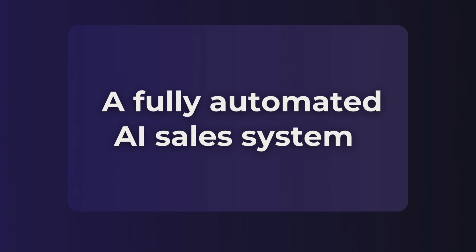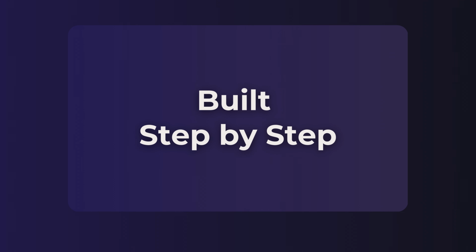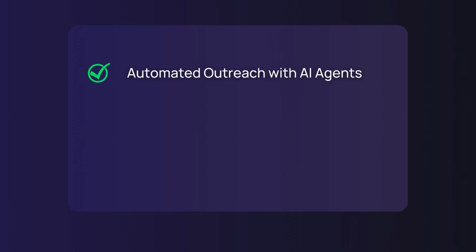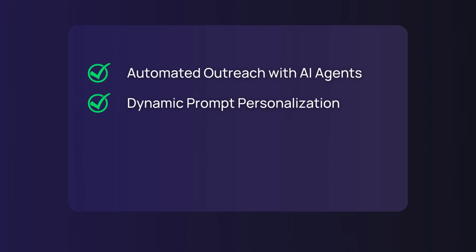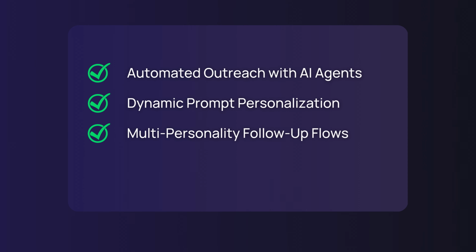By the end of this video, you'll have a fully automated AI sales system built step by step. First, we'll create a smart outbound system that calls new leads as soon as they come in. Next, you'll learn how to personalize every conversation using real-time lead data. Then, we'll set up a multi-personality follow-up sequence. Different voices, different tones. Finally, we'll capture outcomes from every call and use them to trigger next steps automatically.